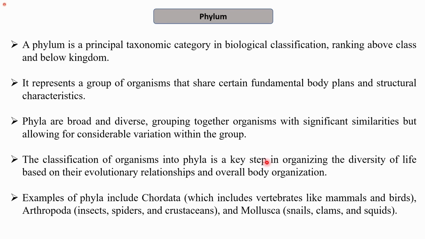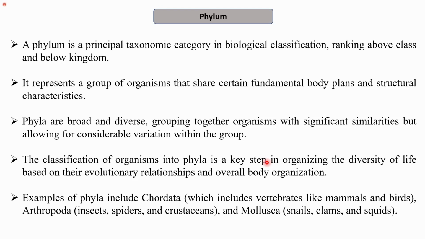Examples of phyla include Chordata. Chordata is a phylum that includes vertebrates like mammals and birds. Arthropoda includes insects, spiders, and crustaceans, and Mollusca includes snails, clams, and squids. Chordata is a broad term. We have non-chordates as well. So these are different phyla that are present within a kingdom. Phyla are comparatively broad and diverse. They allow the grouping together of organisms with significant similarities, but also allow for considerable variation within the group.